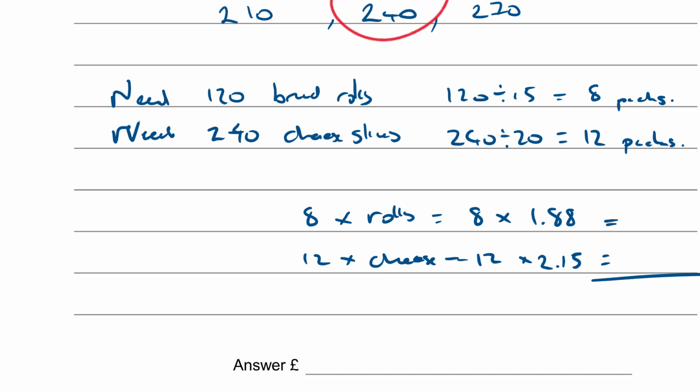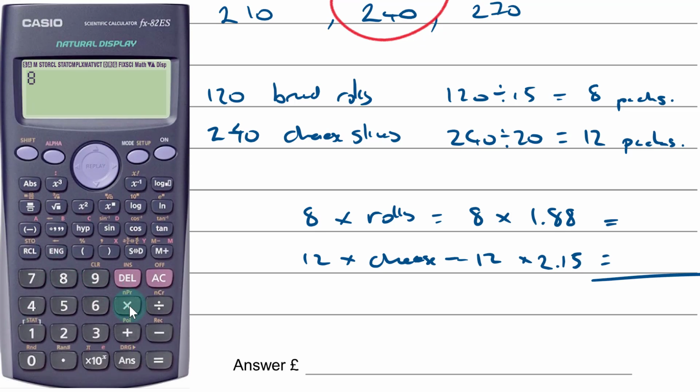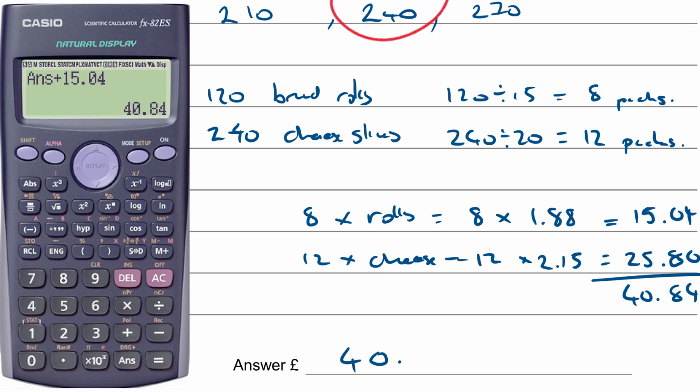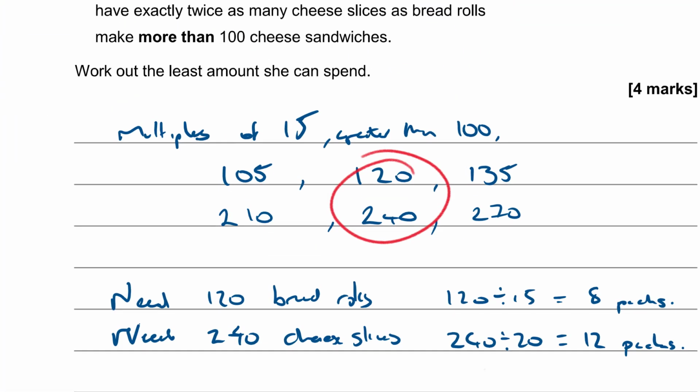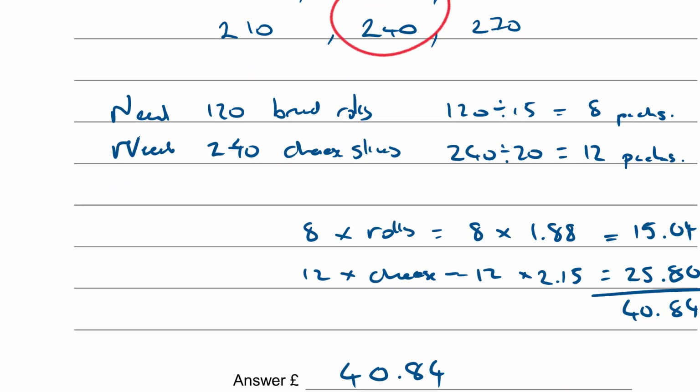Okay, so we can add those up and subtotal it, can't we? So 8 times £1.88 is £15.04, and 12 times £2.15 is 25.8. Don't forget this is pounds and pence though, so you've got to write £25.80, and then adding those together, £15.04 plus £25.80 is £40.84. So our answer is she needs to spend £40.84. Yeah, that's the least amount she can spend.